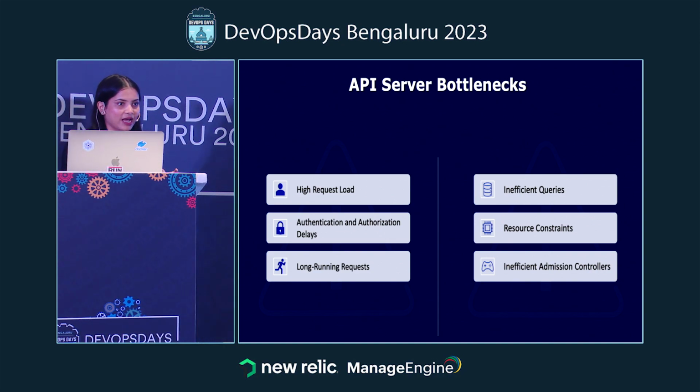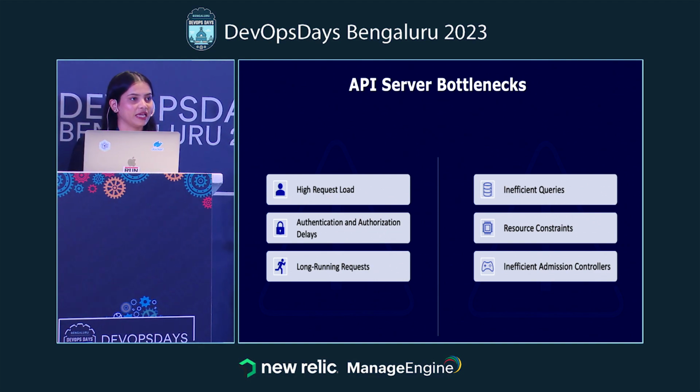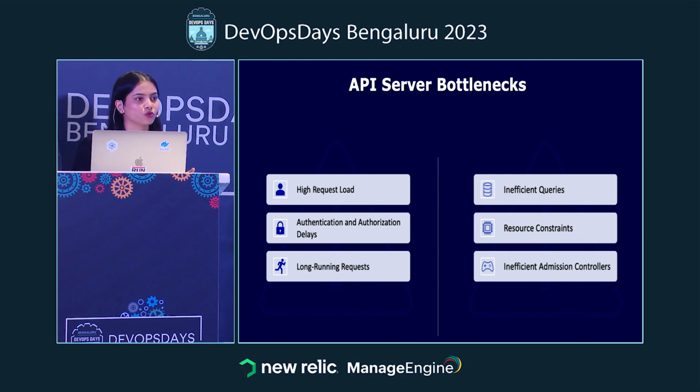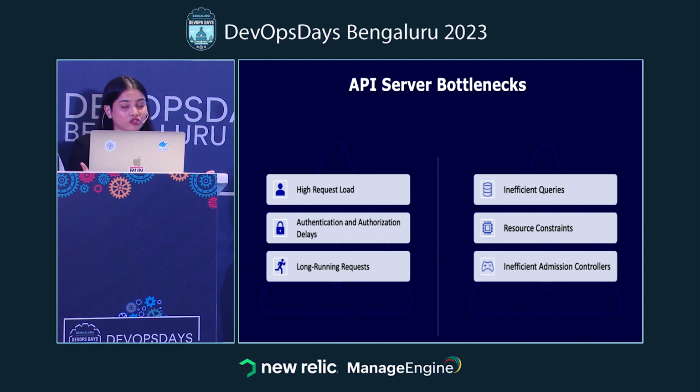How you can mitigate that is, number one, implement horizontal scaling by running the API server instances behind a load balancer to distribute the request load. You can use rate limiting and request throttling to manage incoming traffic and prevent overloads.